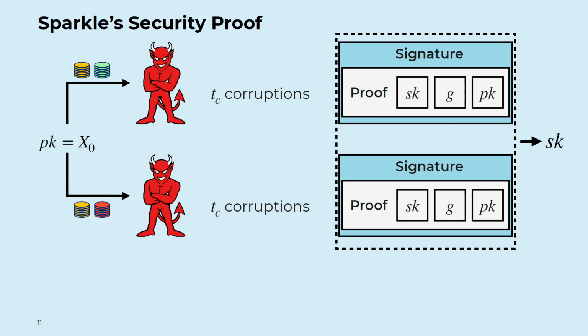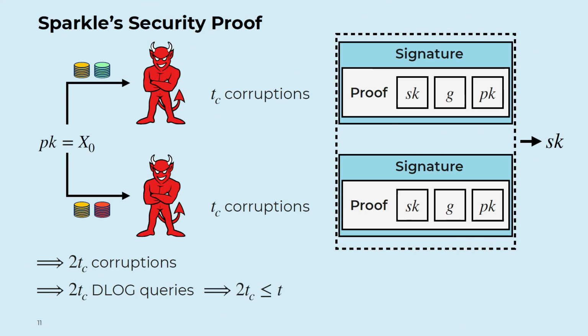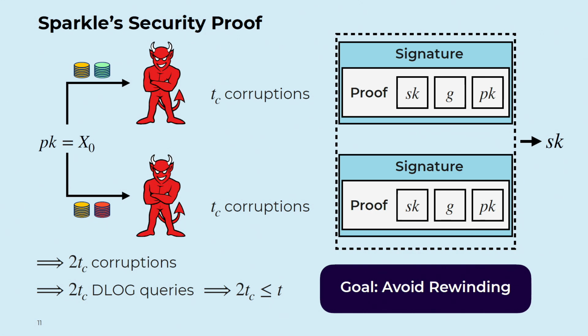Now from these two signatures, the reduction will somehow extract the secret key. But the important thing to notice is that these corruptions are adaptive, so it could be that the set of corruptions in the first run and the set of corruptions in the second run are disjoint, for example. That means over the two runs, the adversary makes 2 TC corruptions, and remember, for every corruption, the reduction makes 1 D-log query. So the reduction makes 2 TC D-log queries, but the reduction is only allowed to make T D-log queries, so we get this restriction. Okay, so that's the reason why we have this restriction. The reason is rewinding, and so the goal for us should be to avoid rewinding and get a scheme that does not rely on rewinding.